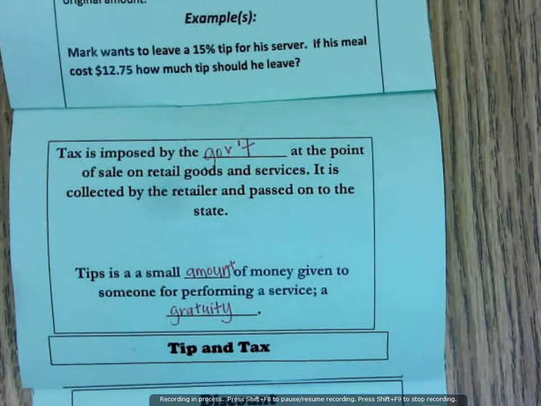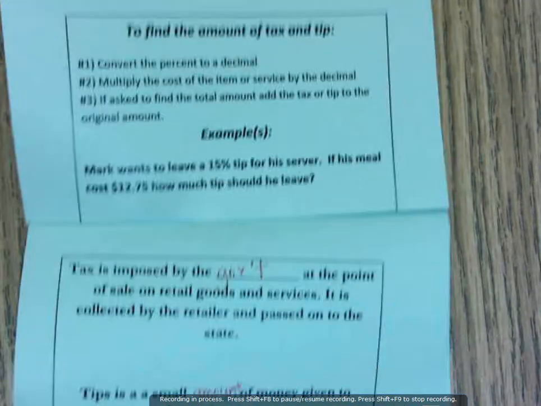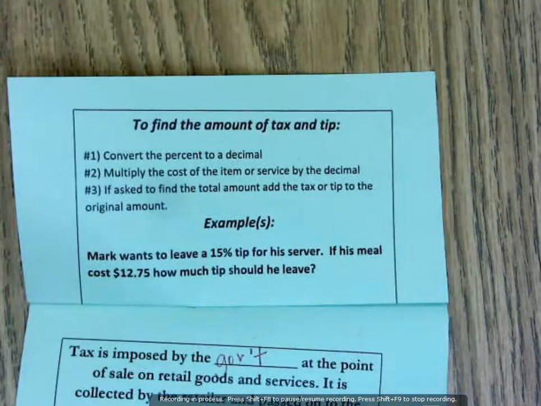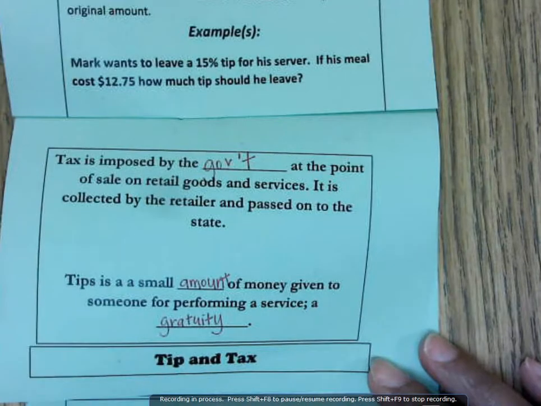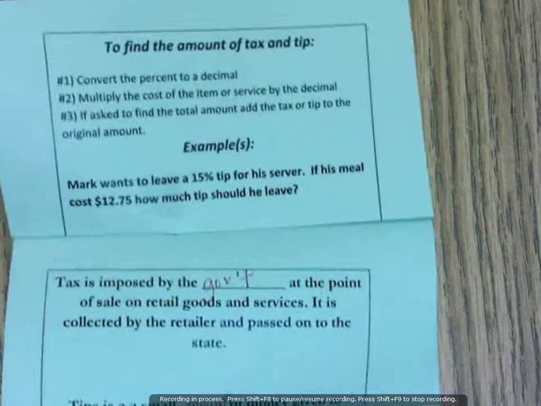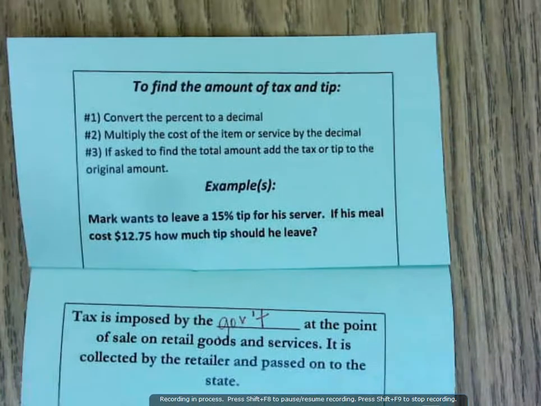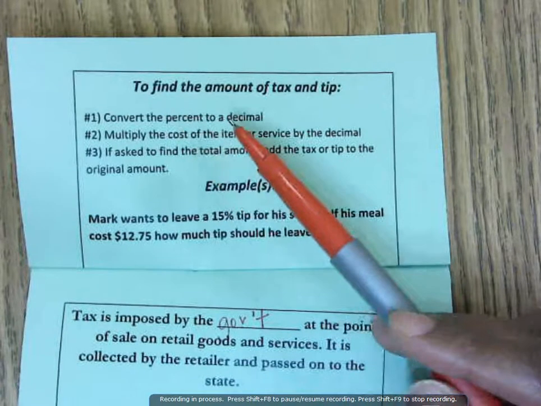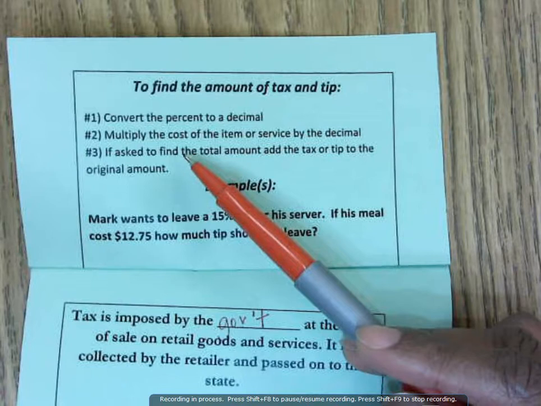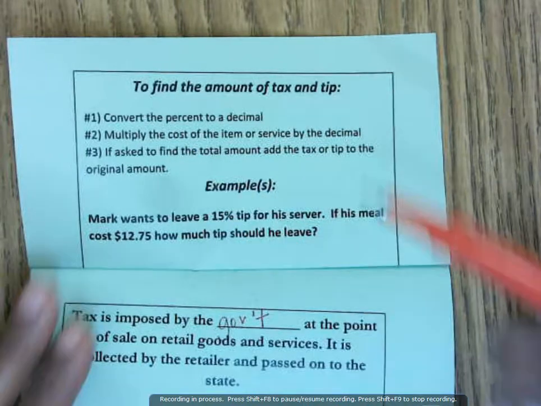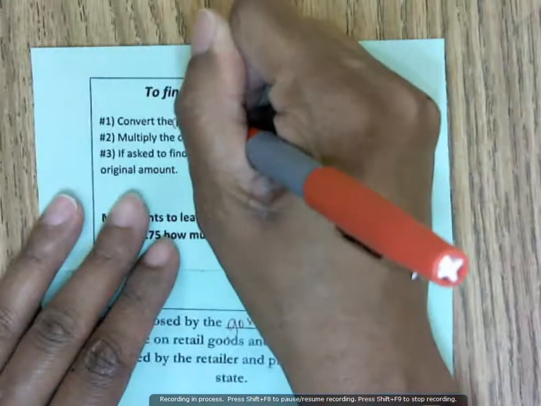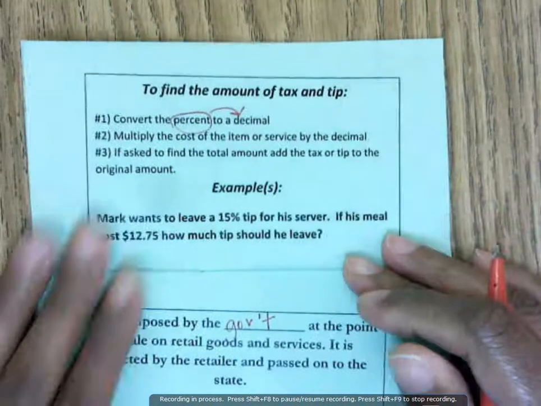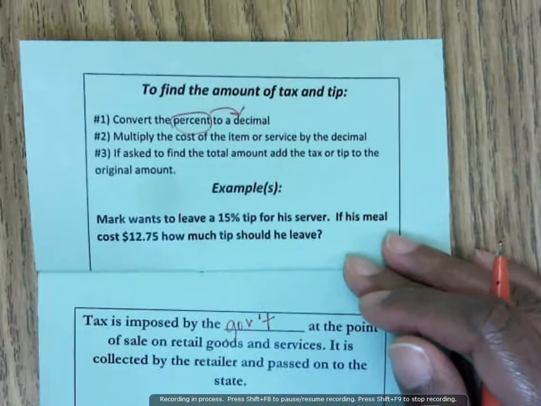So let's talk about how we find both tax and tip. Even though they are separate things, the process for finding them is the same. Steps 1 and 2 should look very familiar to us. Number 1, convert the percent to a decimal. Remember that's that 2 jumps to the left. Step 2, multiply the cost of the item or service by that decimal.